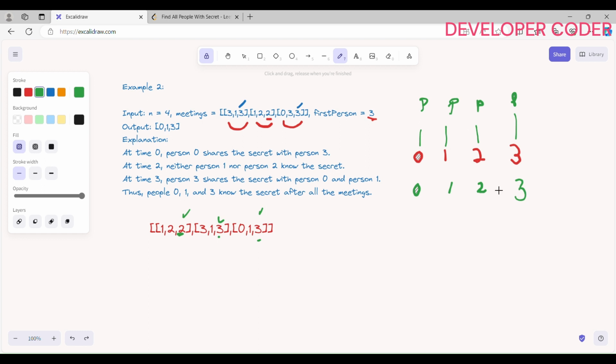For this person 2, this 2 is the group. For this person 1, this 1 is the group. For this person 0, this is the group. So these are the groups, let's say. With the same index I have assigned the groups. These are the different groups.